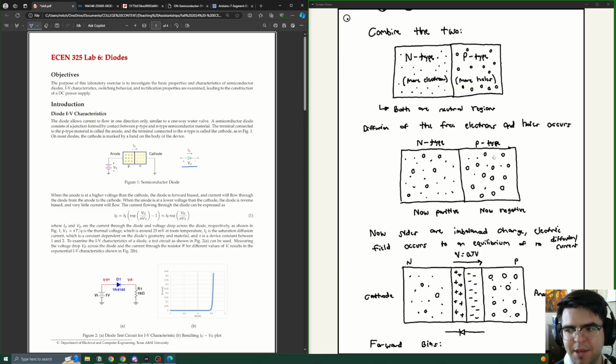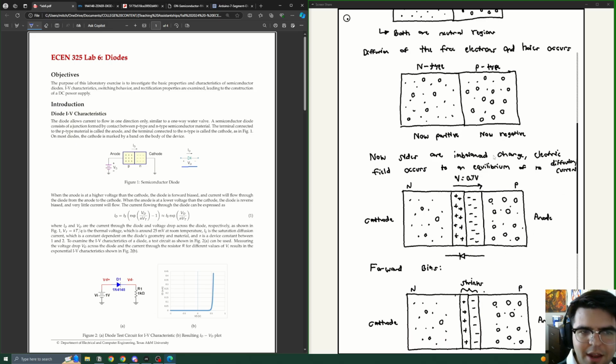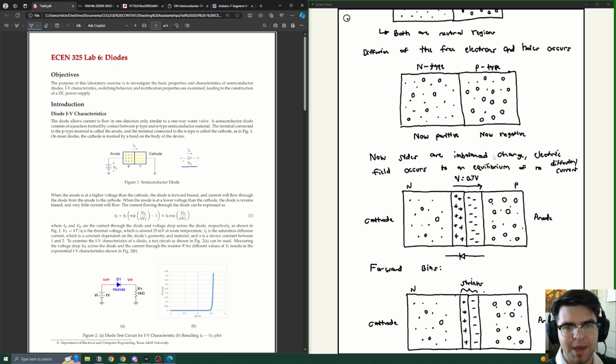And what ends up happening is that now, because we have a section that is positive and a section that is negative, well, if you think back to physics 207, now we have an electric field between the two things. And because we have this electric field, a potential difference between the 2 points is going to be created, a voltage.